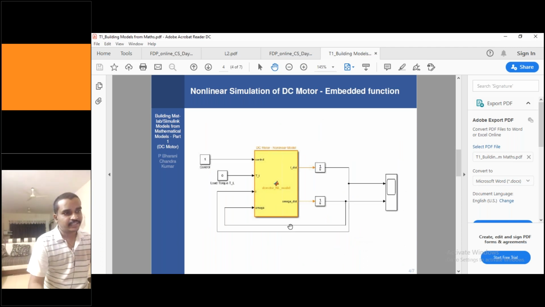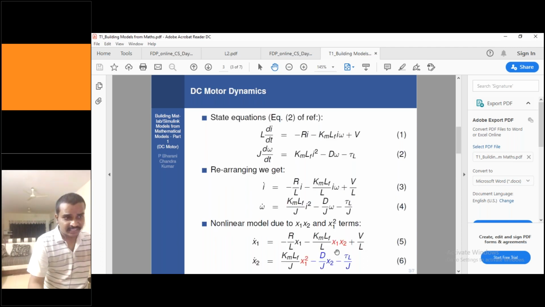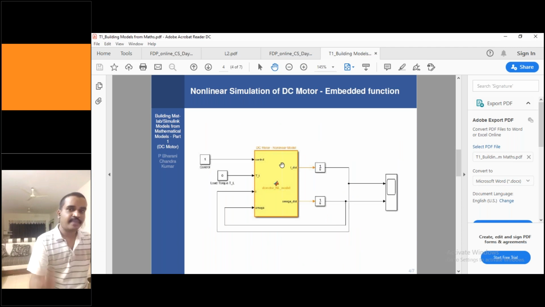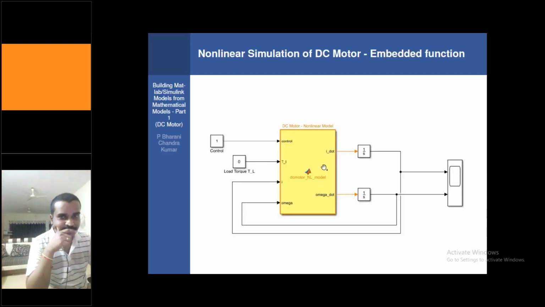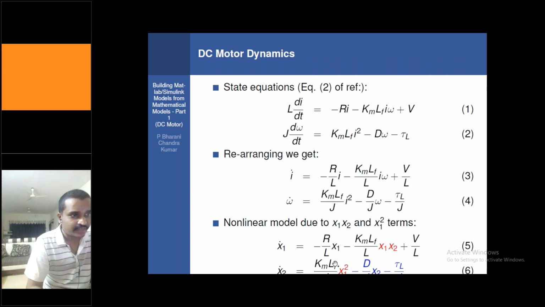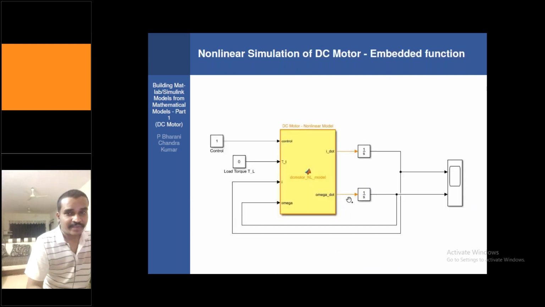What are the things required for the plant? Again, you need X1 and X2, because the two states are fed into the plant. So this is my block diagram. Here I'm getting this I dot, and what is inside I will show you. If I integrate I dot, I will get I. Why is I required? Because I is required for the first equation and the second equation as well. And if I integrate omega dot, I will get omega.